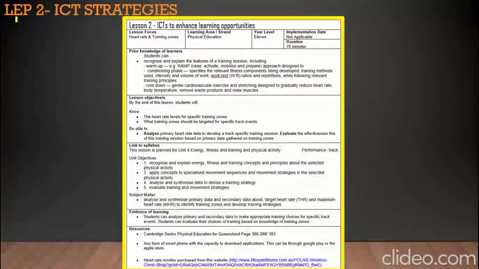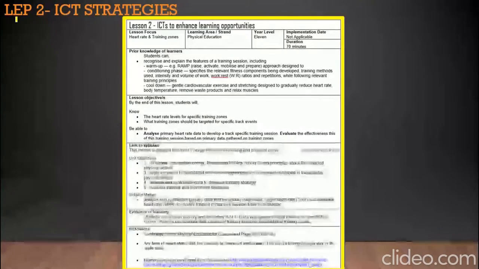The next lesson is drawn from Unit 4, Energy, Fitness, Training and Track and Field, track in this case. This lesson will aim to use ICTs to enhance learning opportunities. The lesson focuses on heart rate and training zones. This lesson follows the previous lesson, where students were introduced to warm-ups, cool-downs, and the conditioning phases of training sessions. That learning in the previous lesson should benefit them in completing safe heart rate tests and evaluating this data.